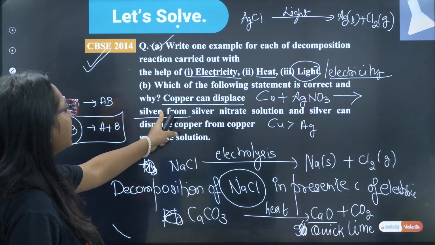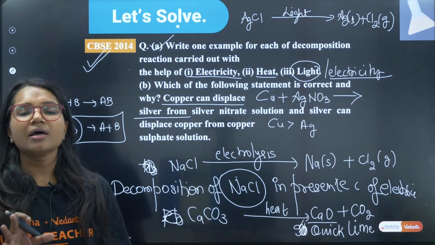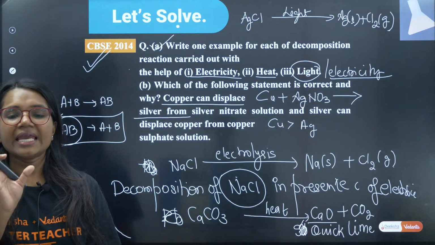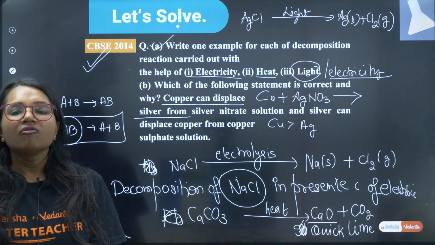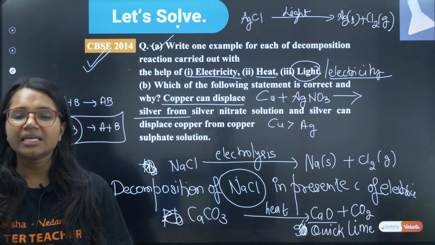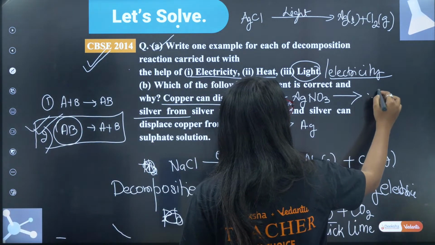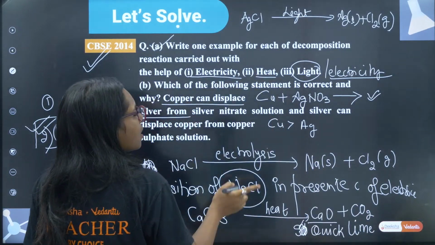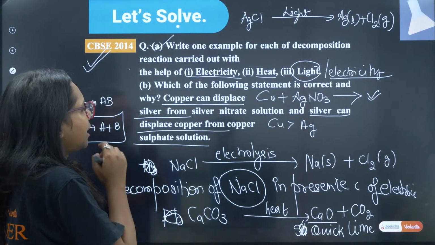Copper can displace silver from silver nitrate. Tell me, will copper be able to replace Ag from AgNO3? Yes or no? What is the answer? Very good, guys. Yes, copper can replace. But silver can displace copper from copper sulfate.